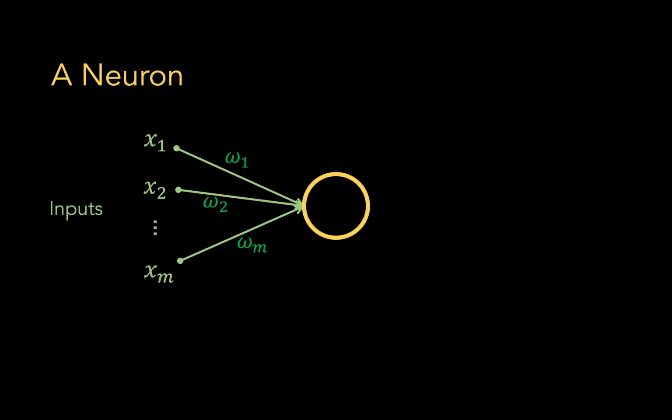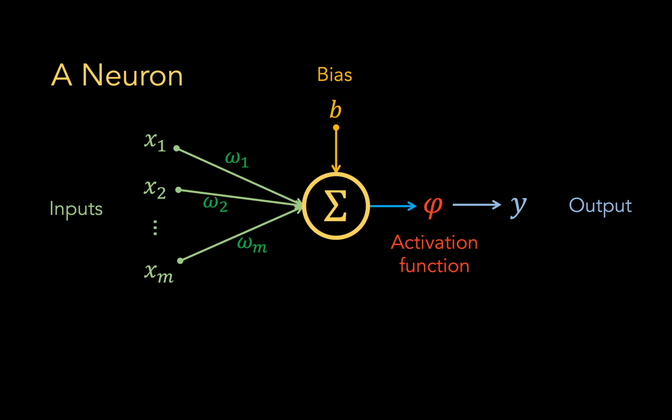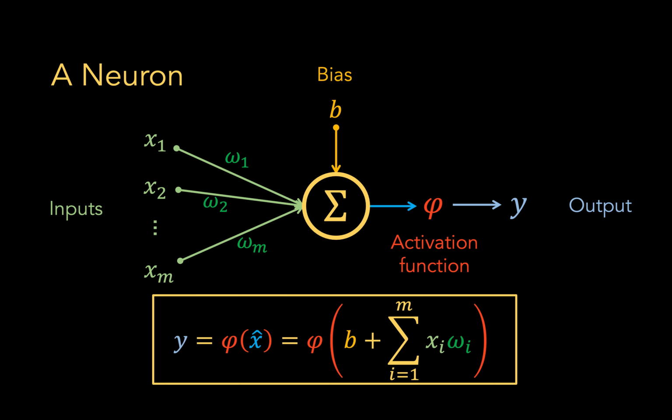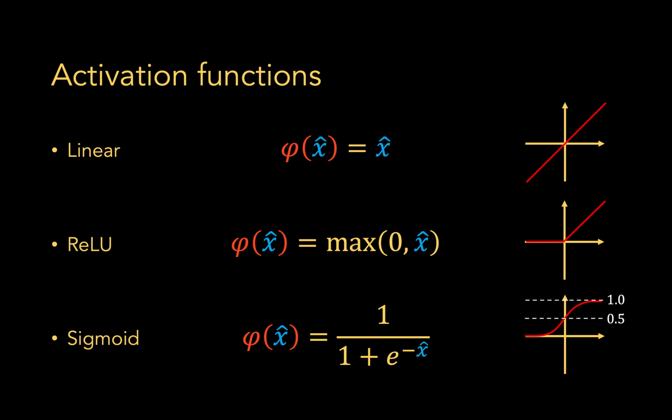Now, when a neuron receives inputs from the previous layer, it calculates a weighted sum of them, plus some bias term. The result is then passed through an activation function, which can be any function in theory, to produce the output. Hence, the full formula is this, where x hat just represents the pre-activation output. Now, here are some commonly used activation functions. The linear activation just leaves x hat untouched, while the ReLU, or rectified linear unit, activation converts negative values to 0, and the sigmoid activation reduces inputs to the 0 to 1 range using this particular formula.